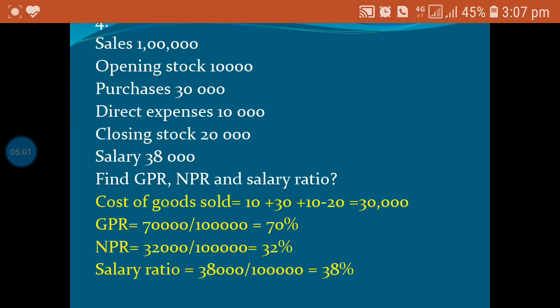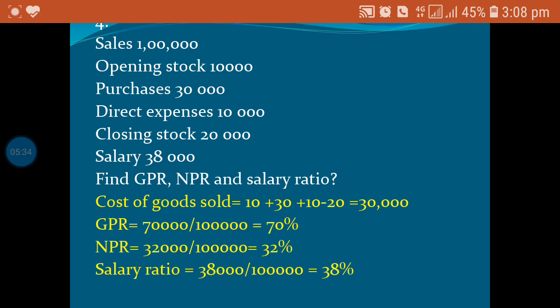Another example, sales amount 1 lakh and opening stock is 10,000, purchases 30,000, direct expenses 10,000, closing stock 20,000, salary 38,000. Calculate gross profit ratio, net profit ratio and salary ratio. Expense ratio, we have studied expense ratio, that is salary ratio. So first question is calculation of gross profit ratio.